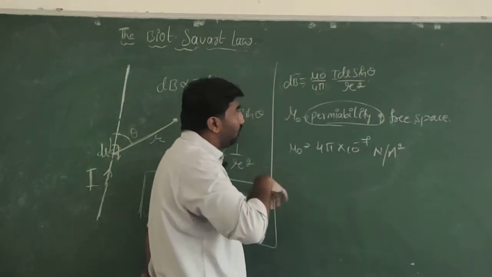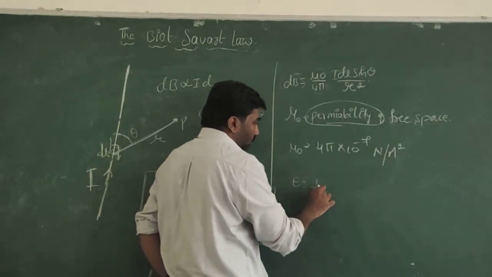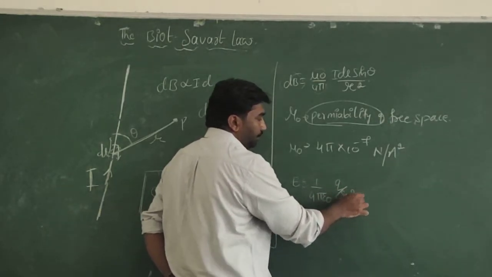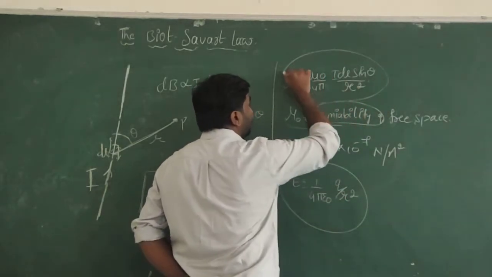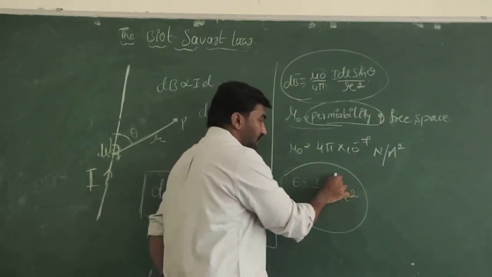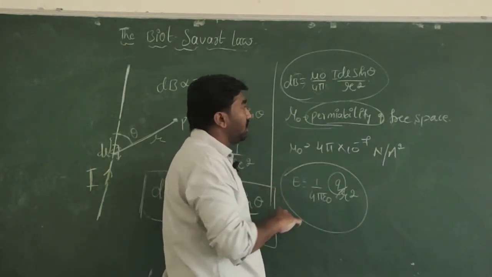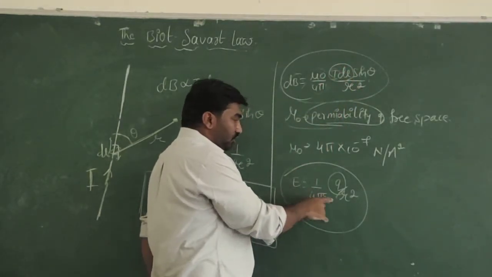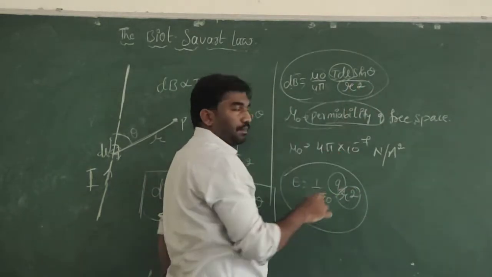See, in our electrostatics, electric field E is equal to 1 by 4 pi epsilon naught into Q divided by R square. So this is similar to our magnetostatics or magnetic field. There the source is stationary charge in electrostatics. Here our source is I dl. The electric field varies inversely as R square, and here our magnetic field also varies inversely as R square.